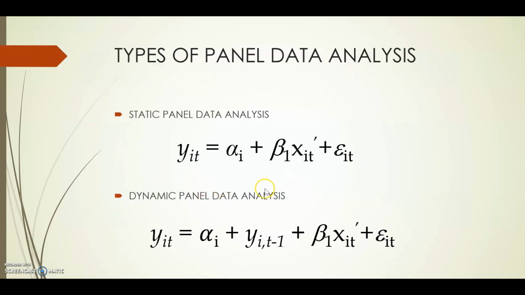In a dynamic panel data analysis, on the other hand, you have an additional independent variable, that is the lag value of the dependent variable. So a dynamic panel data means that you include the lag value of the dependent variable as the additional independent variable.